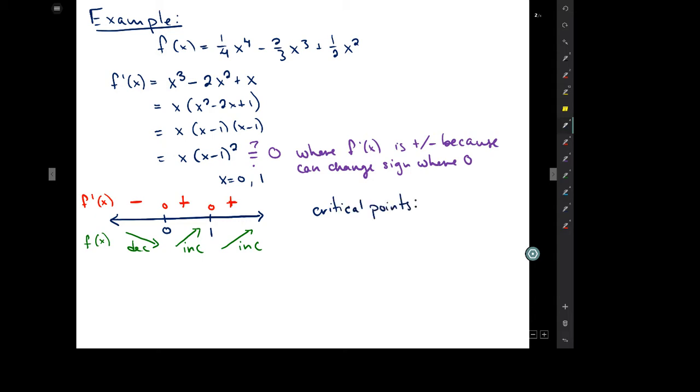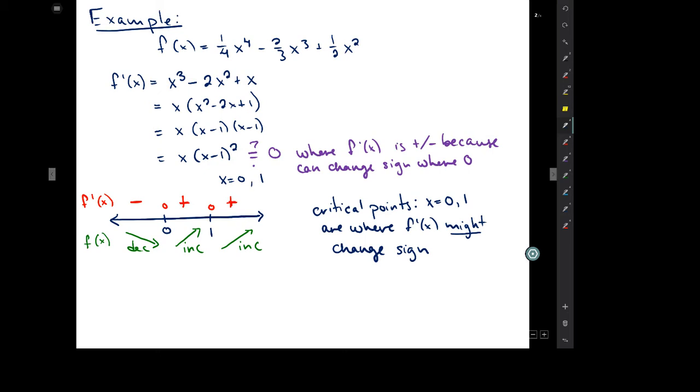Those are the zeros of the first derivative, x equals 0 and x equals 1. And we know that that is where this derivative can change sign. These are where f prime of x might change sign. And so what we've done is we've created a sign chart for our derivative, and we've translated that into what it means in terms of our function.